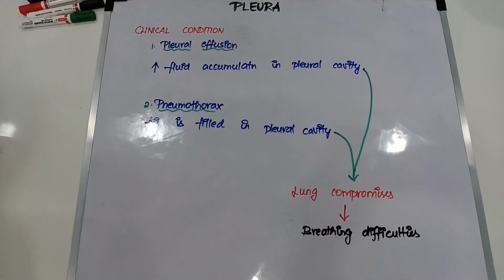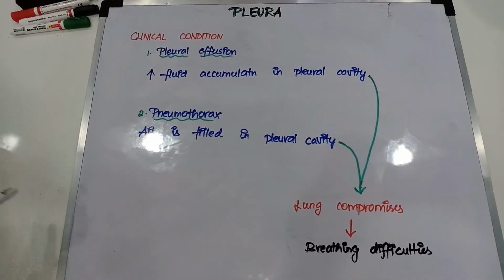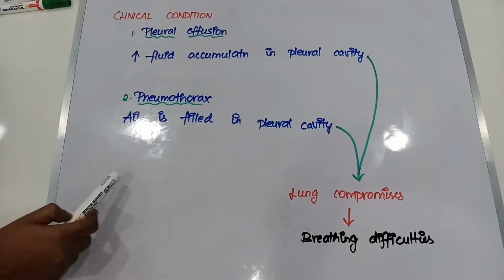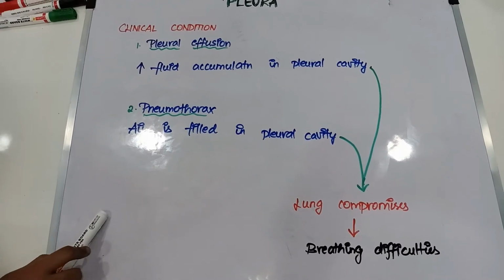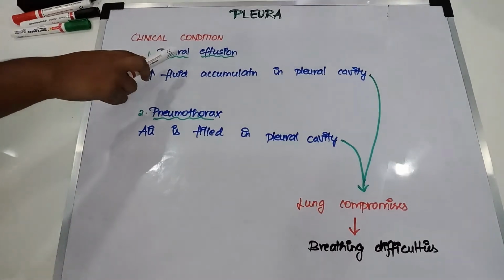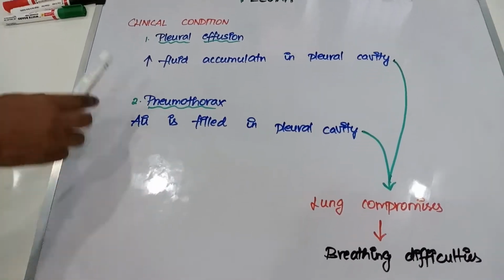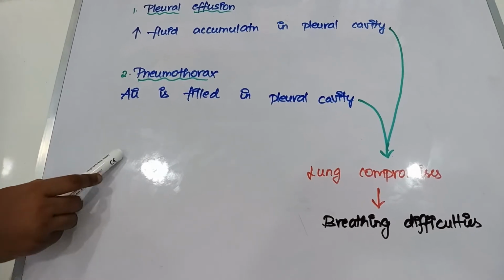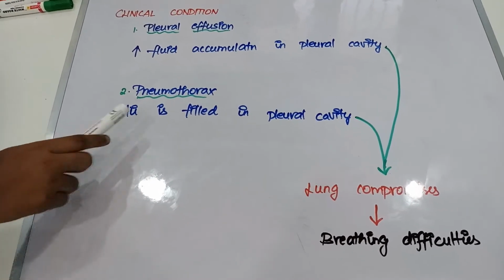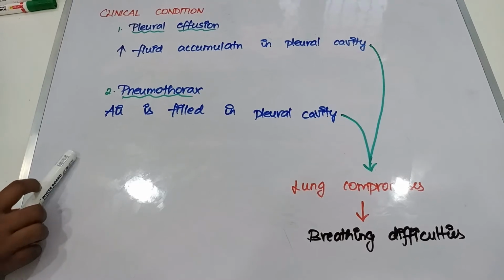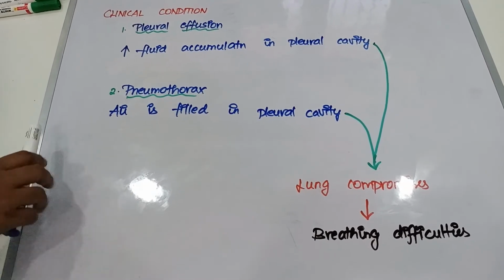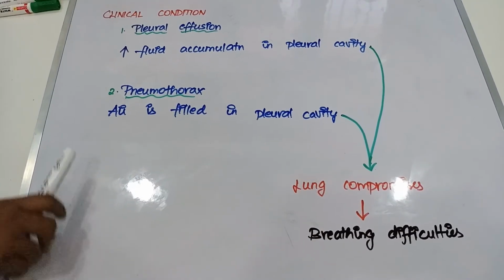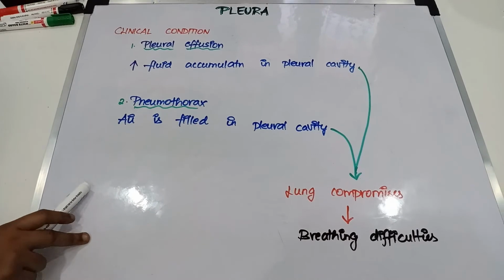About the clinical importance of pleura. We know the pleural cavity is filled with thin serous fluid. If there is an increased fluid accumulation in the pleural cavity, it leads to a problem called pleural effusion. Another problem is pneumothorax. When air fills the pleural cavity instead of fluid, it is called a pneumothorax. In both these conditions, the lung cannot expand as it should. So the lung is compromised and it leads to breathing difficulties. These are the two important clinical conditions.